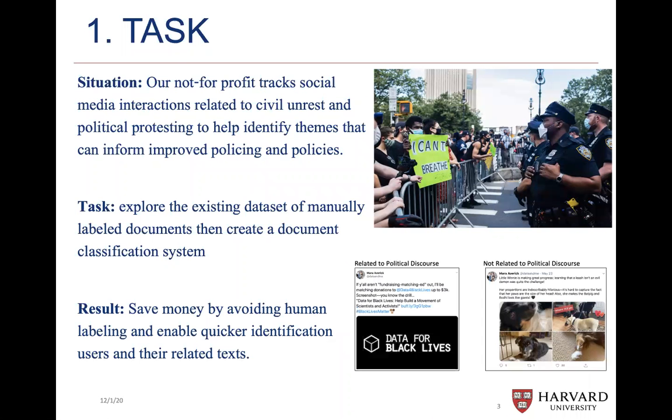So, first of all, what is our task? Our company tracks social media interactions related to civil unrest. Traditionally, this data set was explored manually to identify themes that are political and non-political. The task is to create a document classification system that uses an artificial intelligence algorithm that learns to classify data between political and non-political. The result will be to save money by avoiding human labeling and enable quicker identification of users and related text.